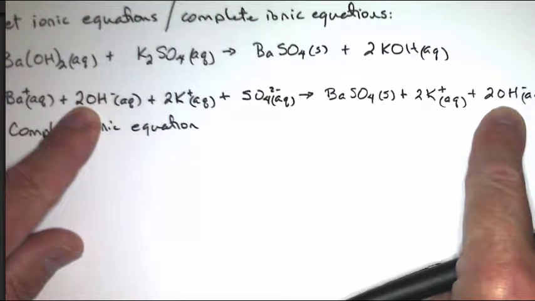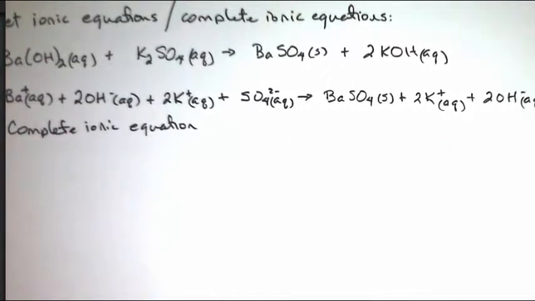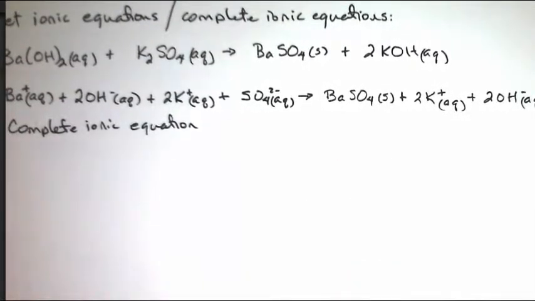All we're going to do to write the net ionic equation is write down anything that actually changes. So why don't you try to do that? Look at this complete ionic equation, figure out what actually does change, and just write down that part. You do that, we'll come back and see how you did.